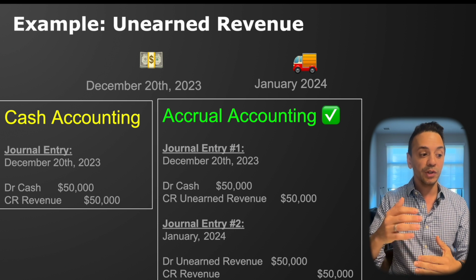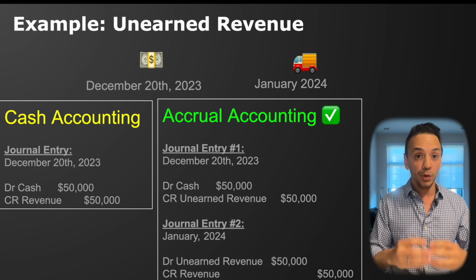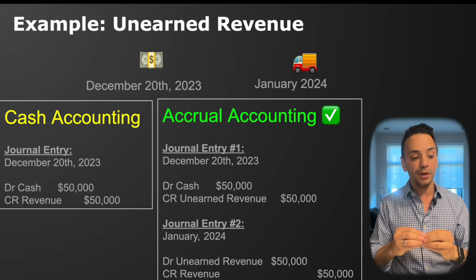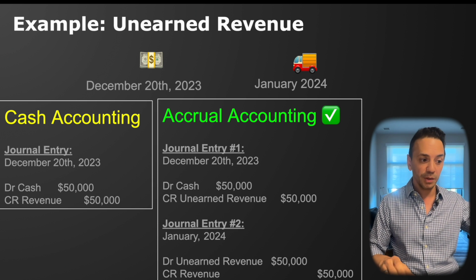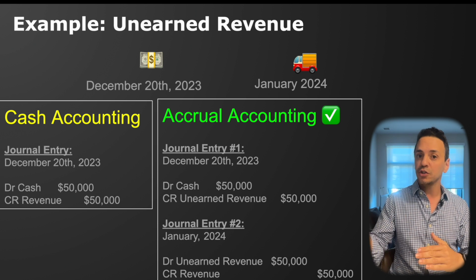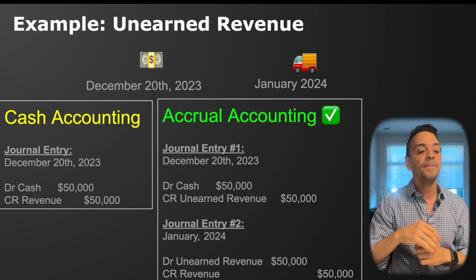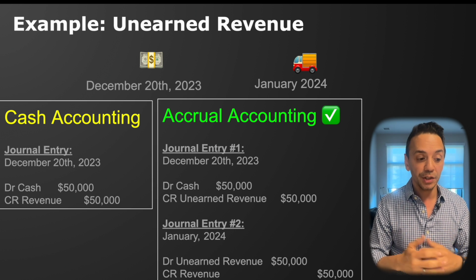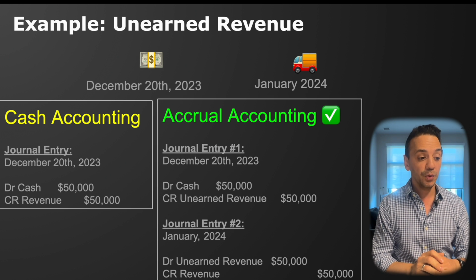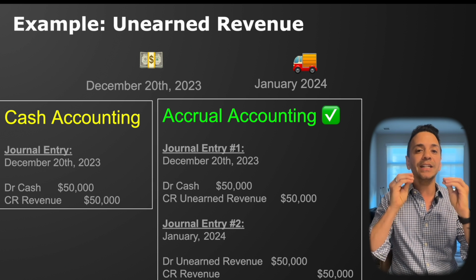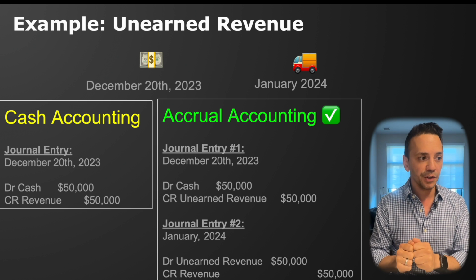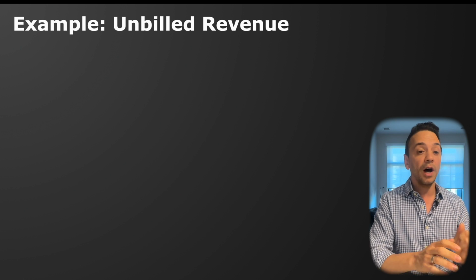And the second journal entry is going to be in January of 2024 when we deliver the actual good or services, when we install the sound system in this case, a debit to unearned revenue, releasing that accrual, right? So remember, we credited unearned revenue, creating a liability. Now in January, we're going to debit it so that we can eliminate it. It's gone, right? And we have a credit to revenue, establishing or recognizing revenue in January, which is when we earned that revenue, regardless of when the cash is received, we earn it in January, not in December. Okay, so this is an example of unearned revenue. Let's jump into an example for unbilled revenue.